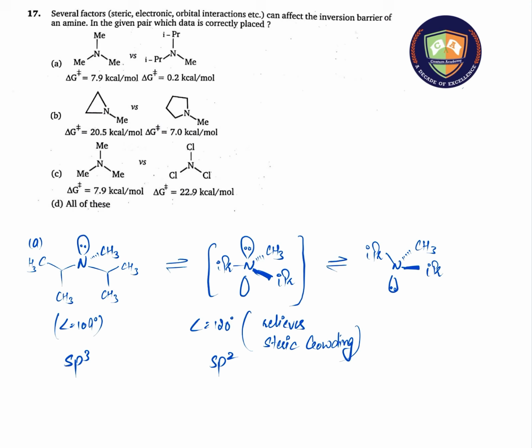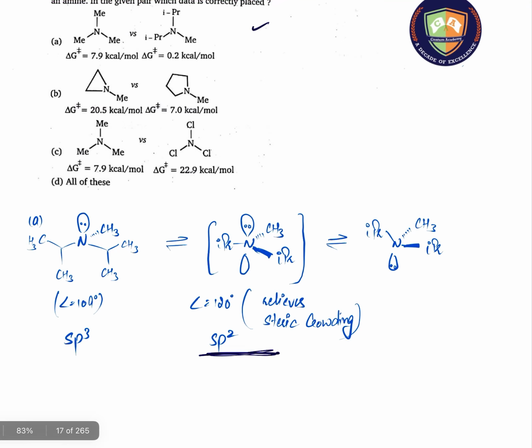sp2 in inversion separates the bulky isopropyl group further apart and relieves steric crowding. So the given data is correct. Delta G should be less for diisopropyl methylamine. First option is correct. Let's analyze option B.